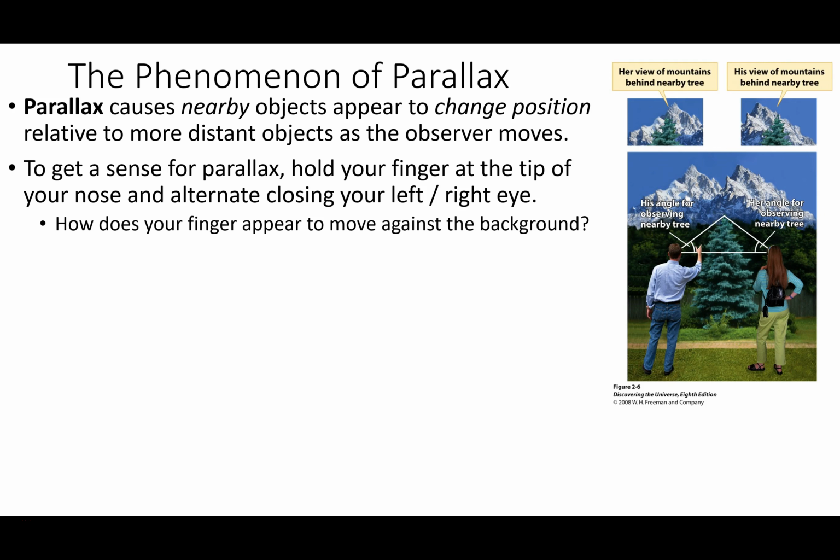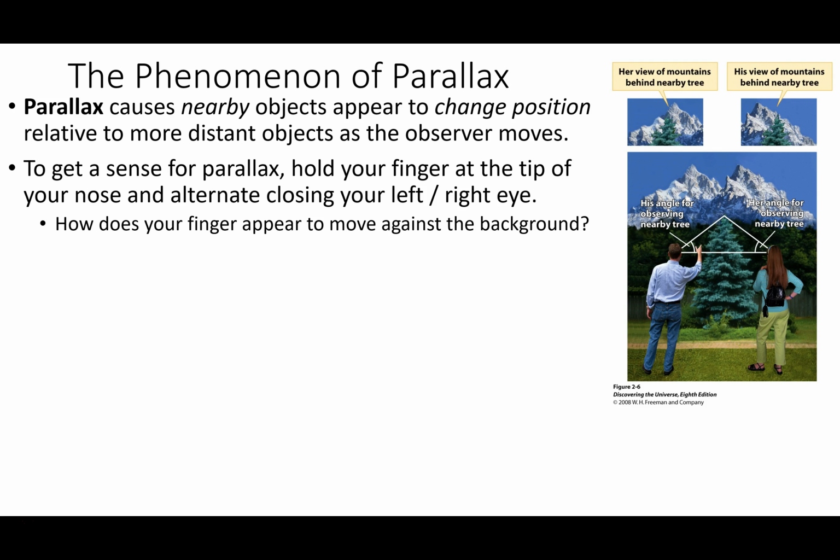And that's being shown here. We have two people both looking at the same tree that's relatively close to them, and they're looking at the background mountains. Relative to this guy, he sees the tree over here, and relative to this gal, she sees the tree over here. The tree is like our finger, so there is parallax.